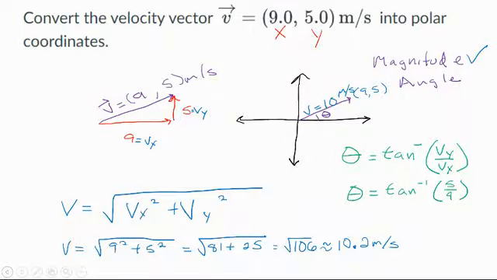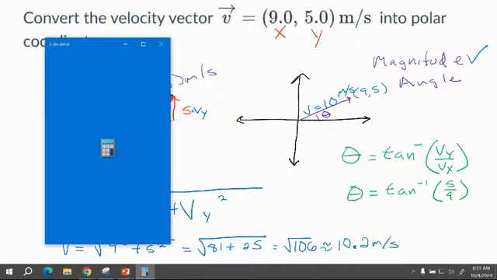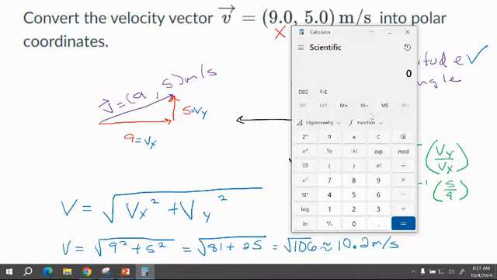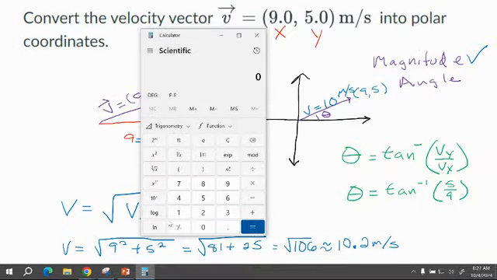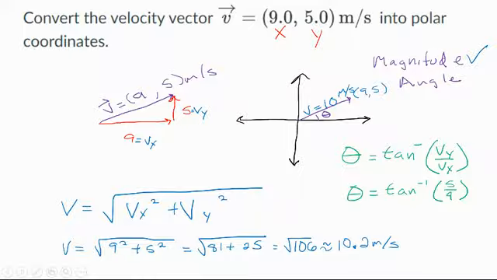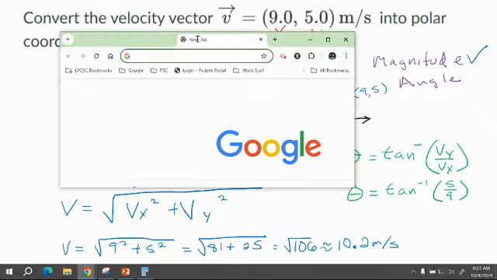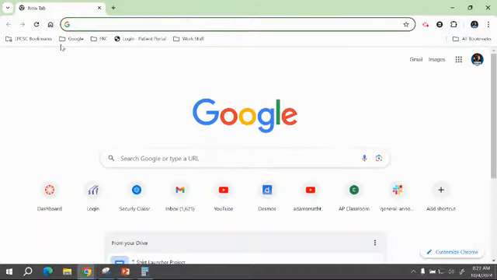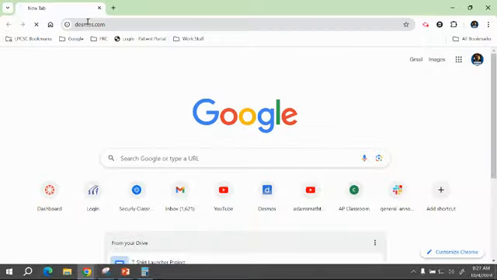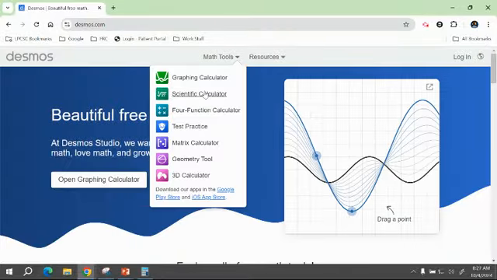You could do it in Desmos, but any scientific calculator works. I might have to do it on Desmos, so let me pull up Desmos real quick. This is what you guys have. I'm going to do it on Desmos because that's what you guys have to use. By the way, Desmos is what they use for the SAT. So probably it's in your best interest to use Desmos all the time.